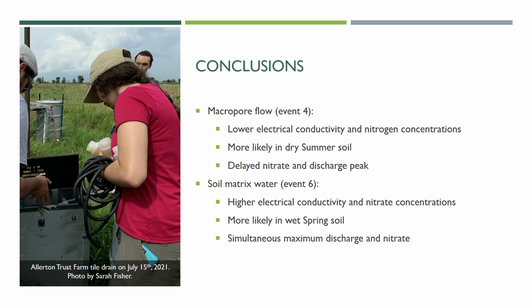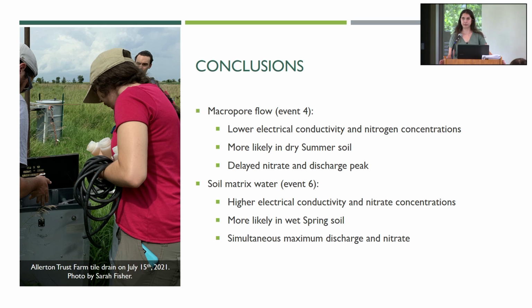So after these results, we were able to come up with some conclusions, and we were able to distinguish between macropore flow and soil matrix water. So the macropore flow was characterized by lower electrical conductivity and nitrate concentration. It was more likely in that dry summer soil when there were larger cracks for the water to flow through quickly, which also explains the delayed nitrate and discharge peak. And that was seen in the first event we looked at, event 4.